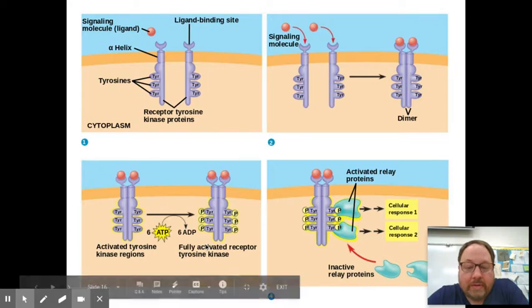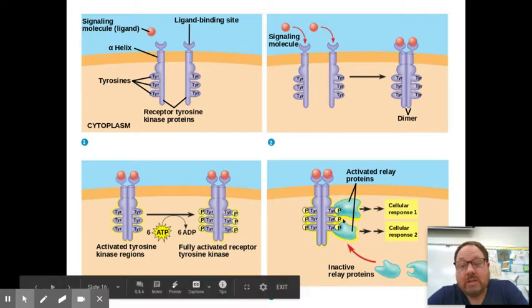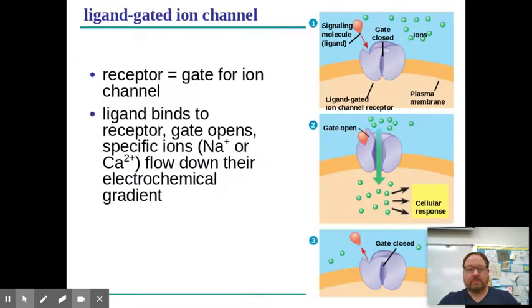And what's really cool about this is if there are multiple docking stations, once you phosphorylate this, you can actually stimulate multiple pathways. So one ligand, one type of signal, can actually lead to multiple responses within a cell. So you can activate different enzymes and get cells behaving in multiple ways. This is sort of a fascinating way to spread information through a cell.